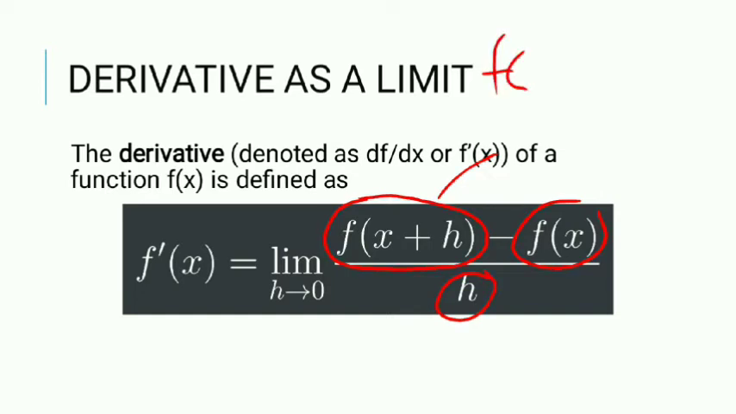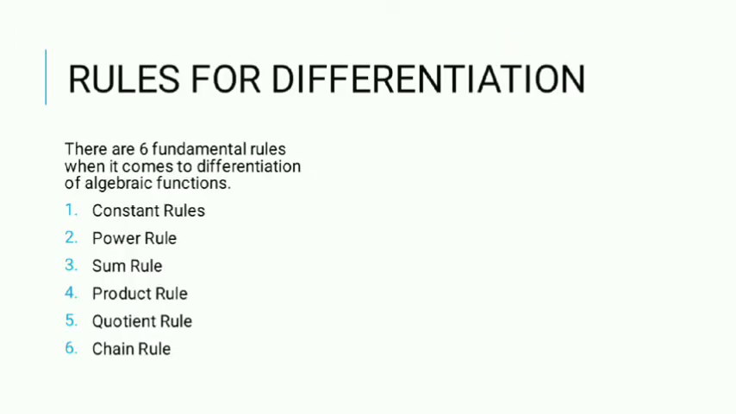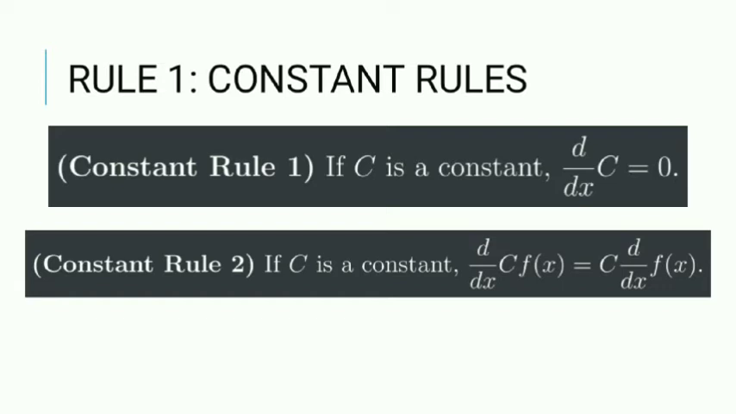Okay, so if we are able to evaluate f prime of x, then we will have the slope of the function f of x throughout its domain. So there are several rules for differentiation. We have the constant rule, the power rule, sum rule, product rule, quotient rule, and chain rule. We are going to discuss these one by one. So let's start first with the constant rule.